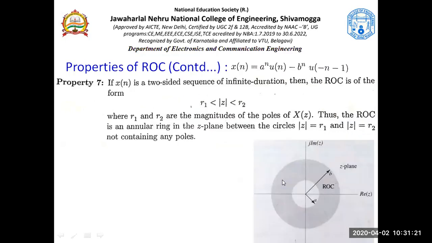Fine. Now, property 7, as we have seen today. Property 7 is about two-sided sequence with infinite duration. What is a two-sided sequence with infinite duration?